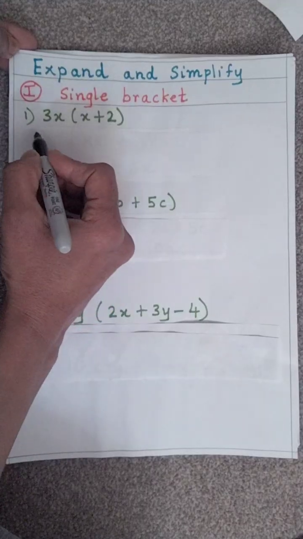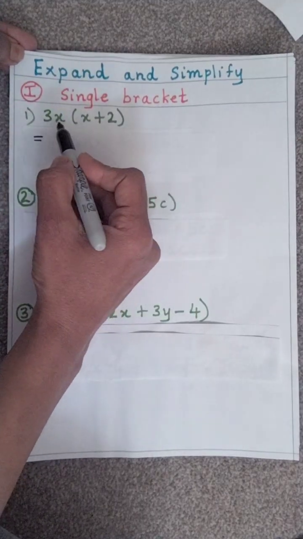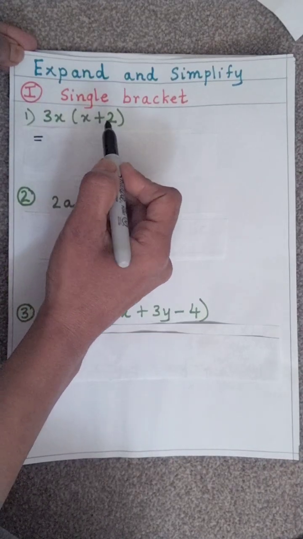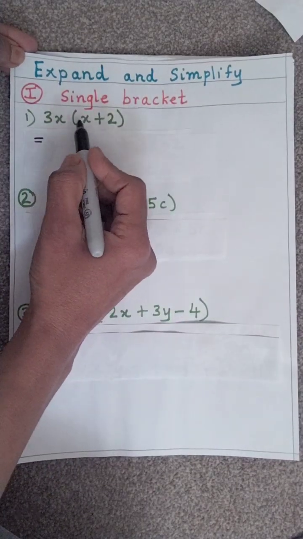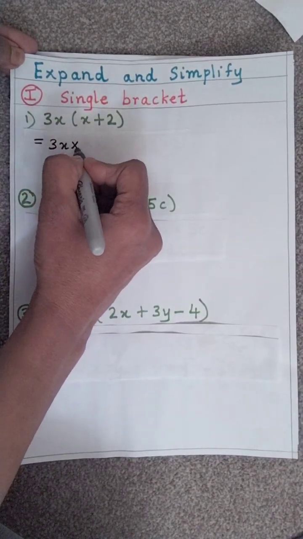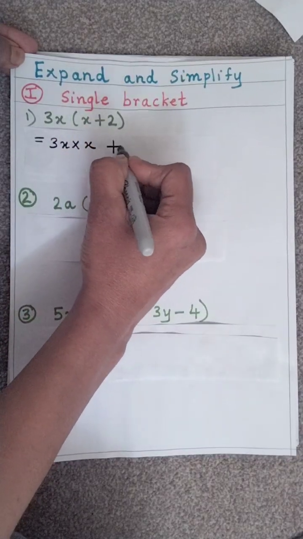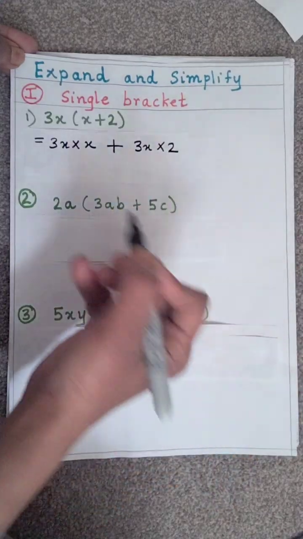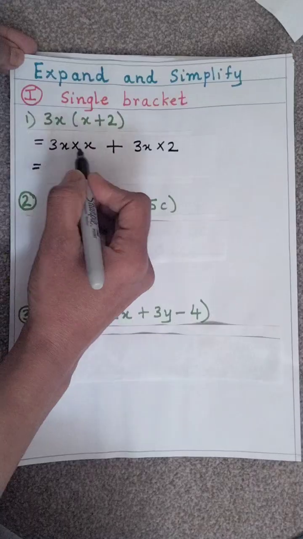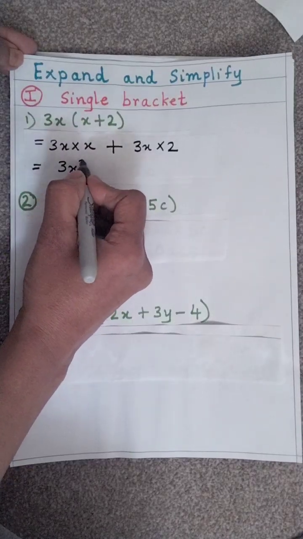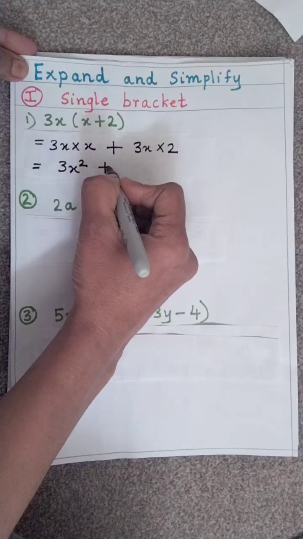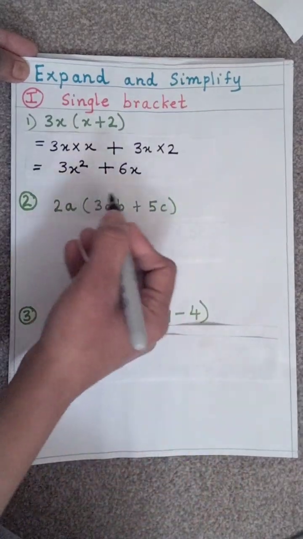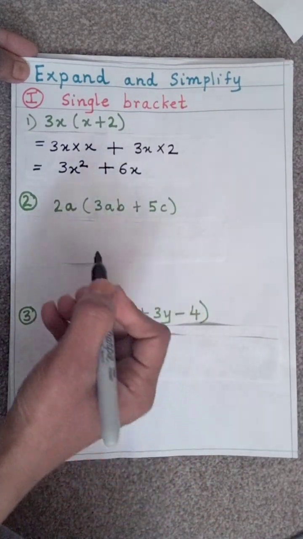Okay, so it is very easy. Put an equal to sign, then 3x times x, then put a plus sign, 3x times 2, then simplify. So 3x times x, then we put this plus sign, then 3x times 2, then put again an equal to sign. 3x times x is 3x square plus 3x times 2 is 6x. So this is the required answer. So we have expanded.